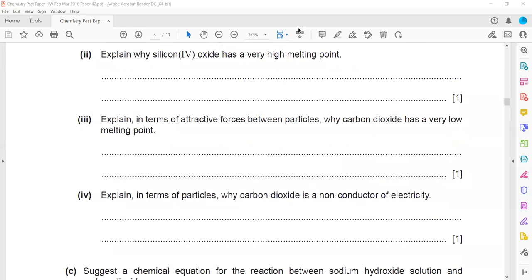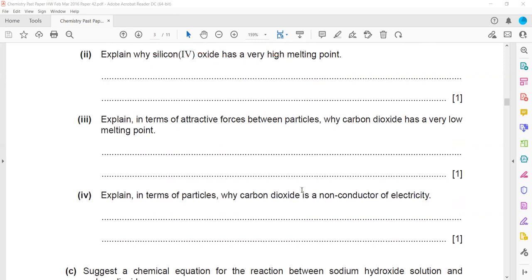Same thing, if the same question was there, why carbon dioxide has a low boiling point or low melting point? Mainly carbon dioxide sublimates, so CO2 is there. If they say why low, what will be the reason? You will mention because there are weak forces between the molecules which can break down easily, that's why it will have a low melting point.